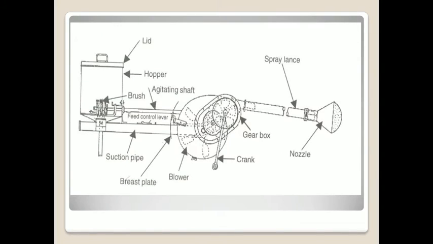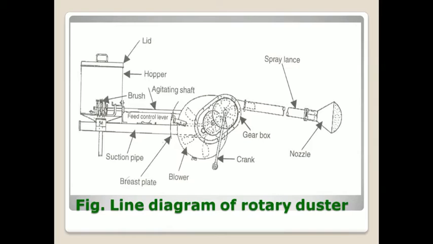This is the figure, or the line diagram, of rotary duster. You can see the different components like lid, hopper, brush, agitating shaft, feed control lever, then the spray lance, nozzle, gearbox, crank, this is the blower, then the breeze plate, suction pipe. These are the components of this duster.